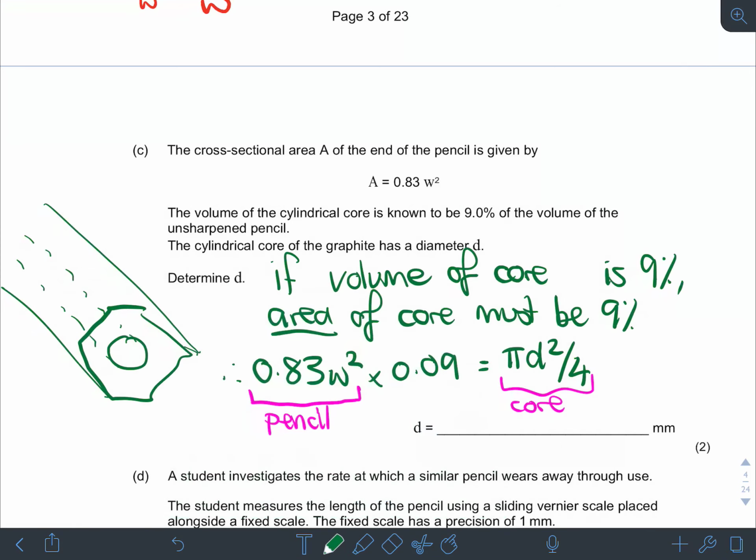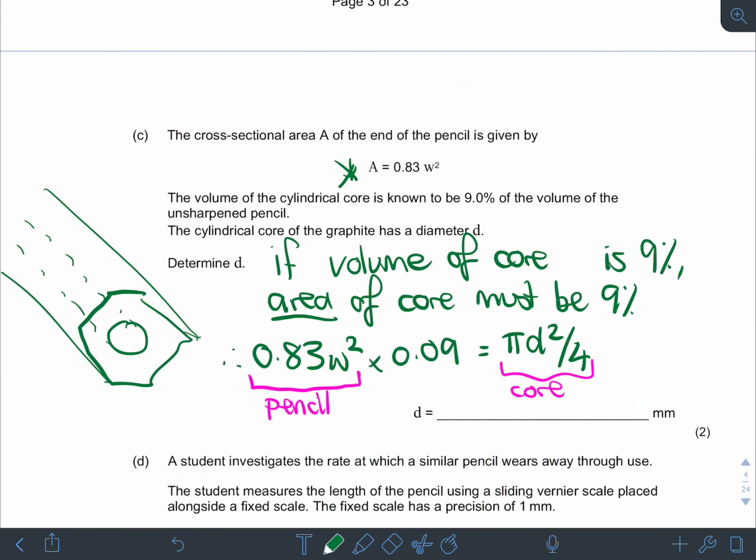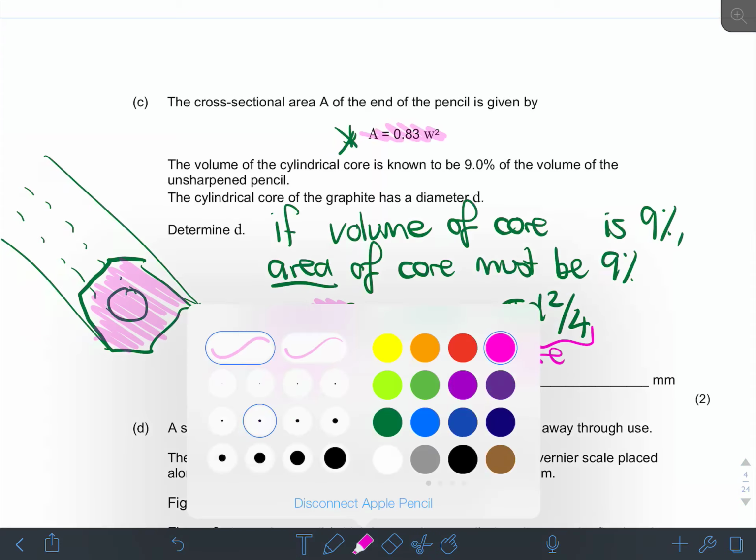Okay, the next one. This was not brilliantly done. So we're given this area and what compared to the value for W, which we calculated earlier. Now, if you think about it, I've drawn on the left-hand side here a kind of representation. The area, let's see, drawing in a different colour. So this area here is this one. So they give us that. The cross-sectional area of the whole pencil is given by 0.83 times W squared.